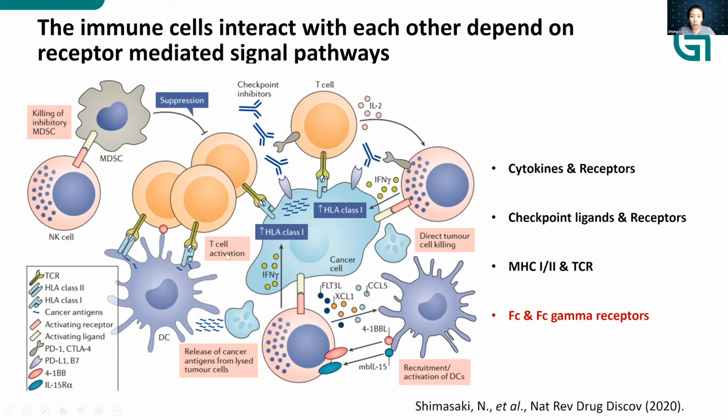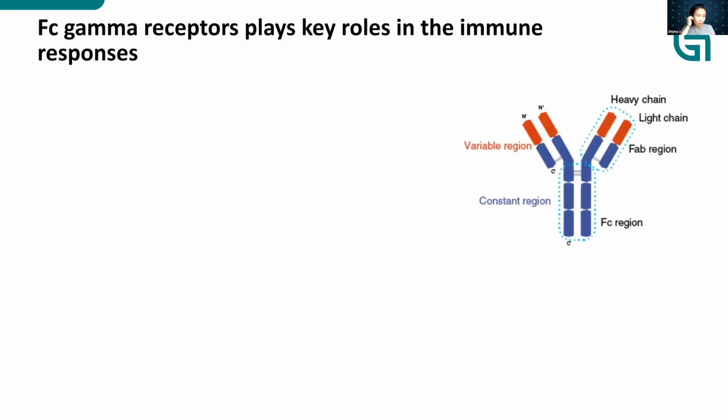In addition to all these, what is not shown in this particular diagram is that the Fc terminal portion of the antibodies, like these guys, are actually talking to their receptors, which are called the Fc gamma receptors. These Fc gamma receptors are very prevalent on many different immune cell types. So this is what I'm going to show you in the next slide.